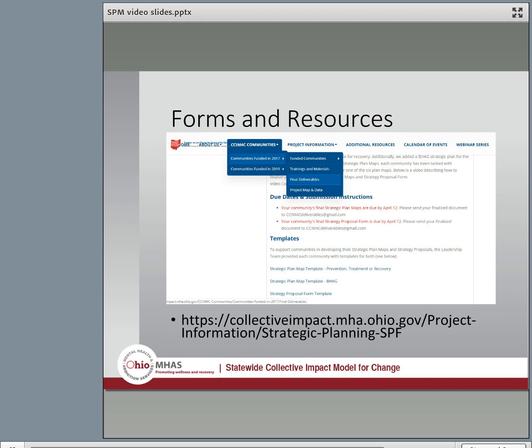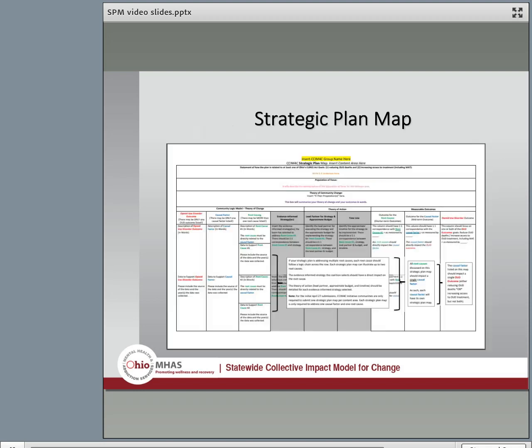The forms and resources for finalizing your strategic plan maps and strategy proposal forms can be found on the Collective Impact Model for Change website under CCIM4C Communities, Communities Funded in 2017, Final Deliverables tab. On the Strategic Planning tab, Strategy Proposal and Strategy Plan Maps, you can find all of the resources you need, including this webinar, and all of your forms and templates.